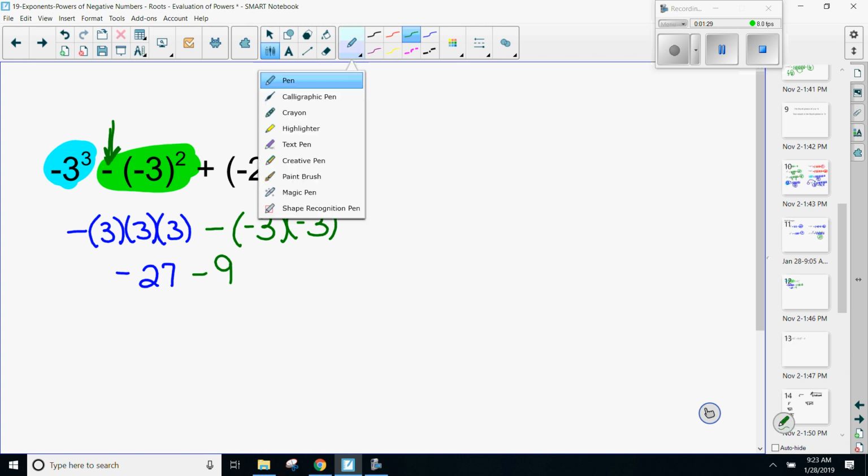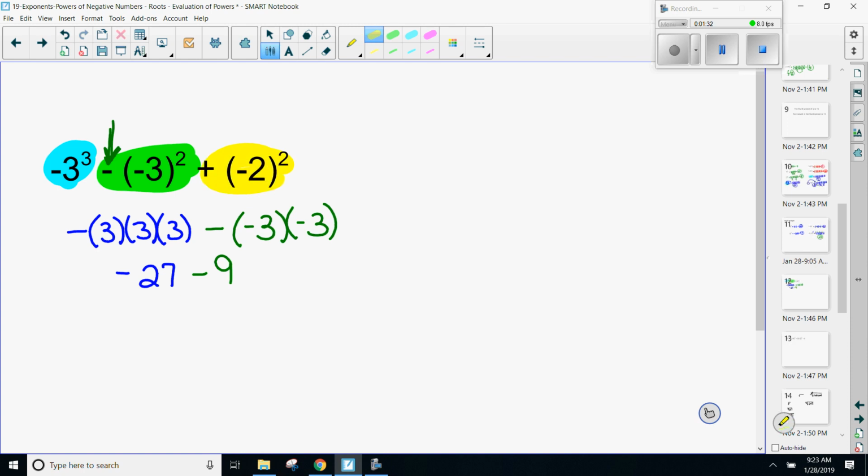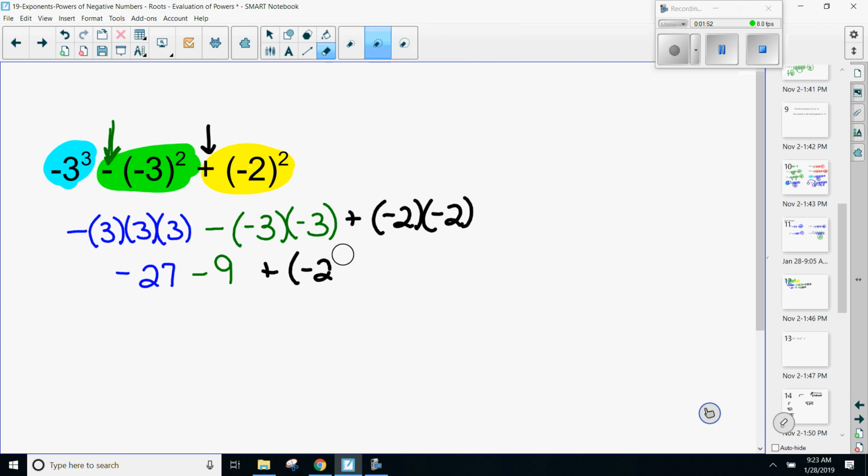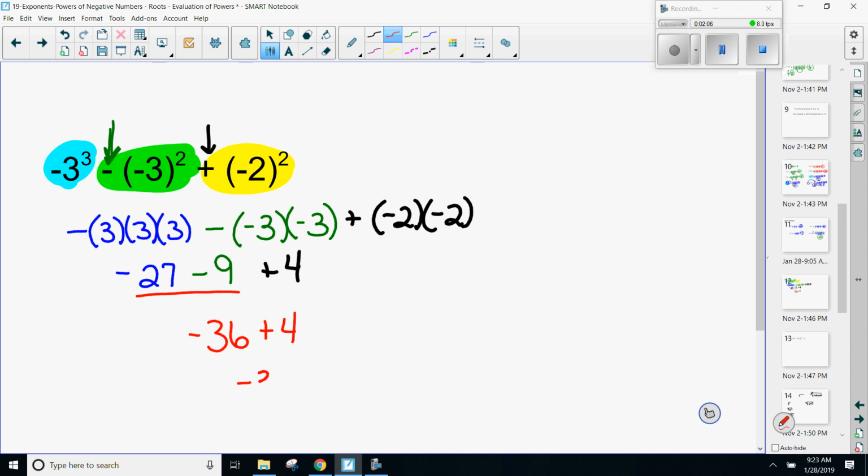Then if I look at the last term, looking at the last term, you have a positive sign, this plus sign right here. And then we have negative 2 as a base twice. Oops, I should have put that up here. And what is that negative 2 times negative 2? Positive 4. So that becomes positive 4. So team negative has how many points? Negative 36. Team positive has 4. Team negative wins by 32. All right, so it should be negative 32.